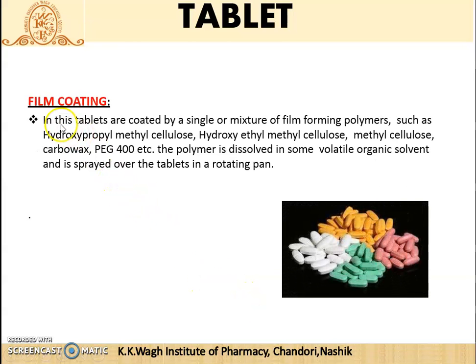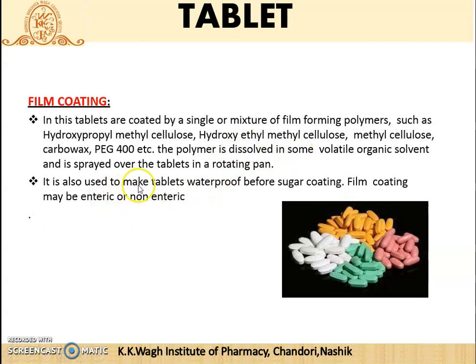Then film coating. In this, tablets are coated by a single or mixture of film forming polymers such as hydroxypropyl methyl cellulose, hydroxyethyl methyl cellulose, PEG 400, carbowaxes, etc. These are the agents which are used in the film coatings. Then it is also used to make the tablet waterproof before sugar coating. Film coating may be enteric or non-enteric type.